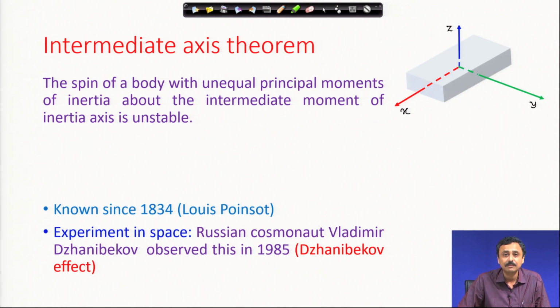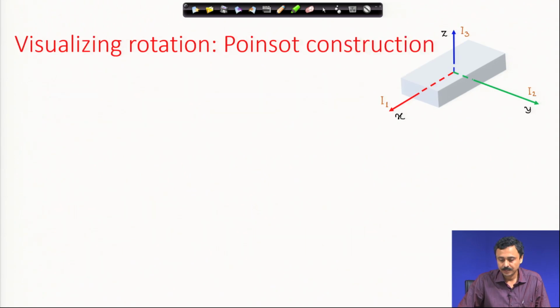And what is this effect? We are going to see in a moment. But the result, this instability and what happens, was known to Louis Poinsot, but it was not observed. It was observed in a space experiment.